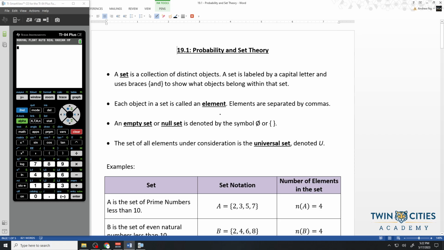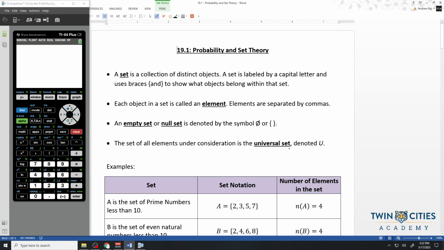And how you would write this is use these brackets, kind of squiggly lines, and each element will go inside with commas separating each one. Now, if you're talking about an empty set or a null set, you're talking about a set with nothing inside of it. Here you'd use a 0 with a slash through it, or you could use these brackets with nothing inside. And then the set of all elements under consideration is the universal set.